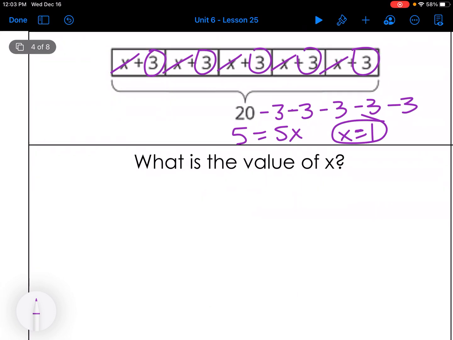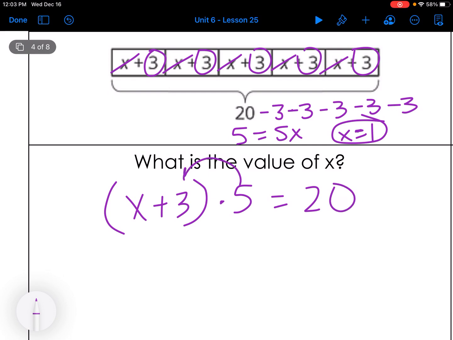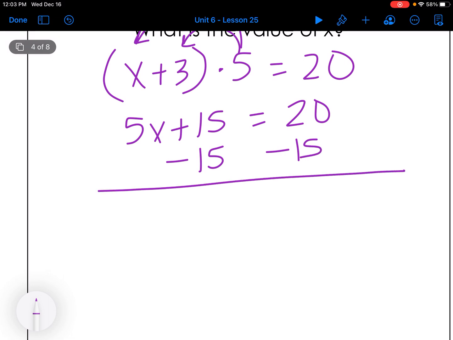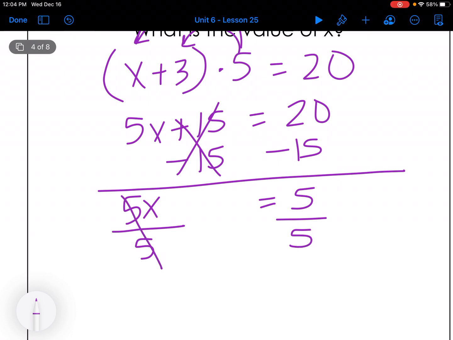Now I'm going to solve it traditionally. I have x plus 3, in parentheses, times 5 equals 20. I'm going to use the distributive property, and we've done this before. So 5 times x is 5x, 5 times 3 is 15, and that equals 20. Now I'm going to zero out, so I'm going to subtract 15 on each side. 20 minus 15 leaves me with 5. And I have 5 groups of x. I want to figure out what just 1 is, so I'm going to divide by 5 on each side. And I'm left with x equals 1.